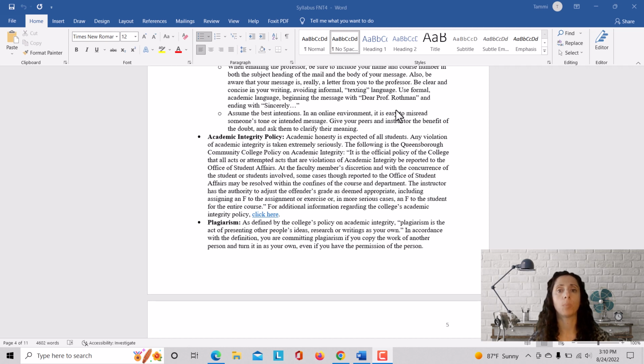important point about plagiarism. Please read these, take a look at these. There is a link to the QCC policy on plagiarism. And if you have any questions about the policy, please email me. You could also post your question in the class questions forum on the discussion board. Also, just a note about plagiarism.